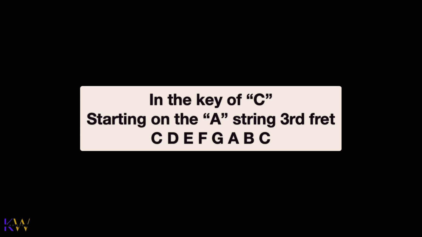So we have C, D, E, F, G, A, B, and C. Again, C, D, E, F, G, A, B, and C. And that is in the key of C on your A string, which is your fifth string, starting on your third fret. Okay, let's look at a demonstration of that.